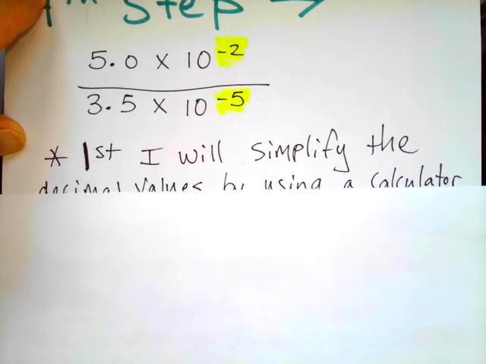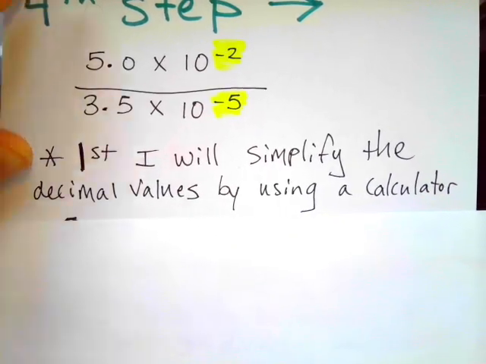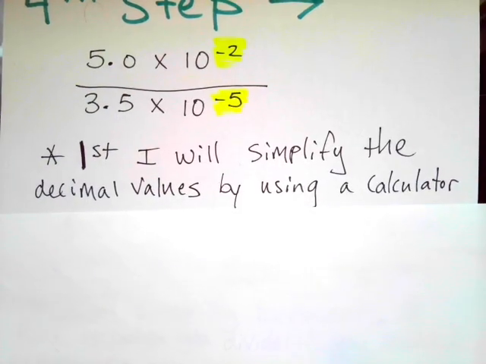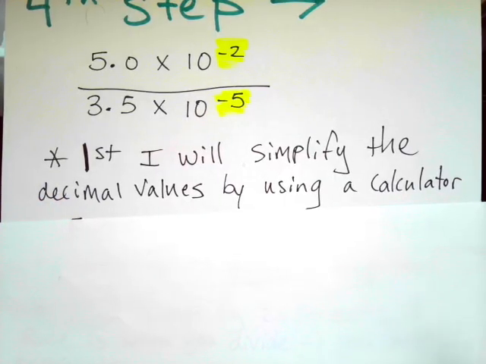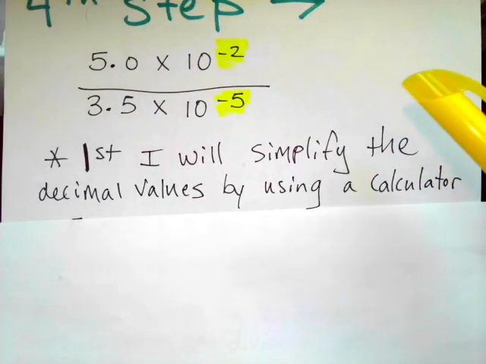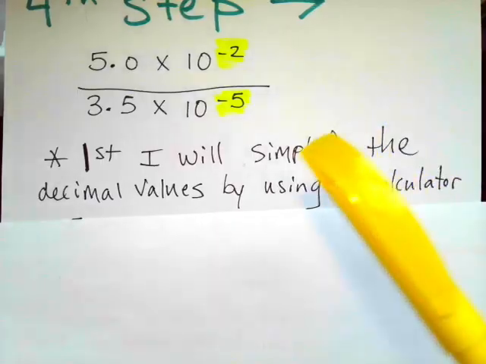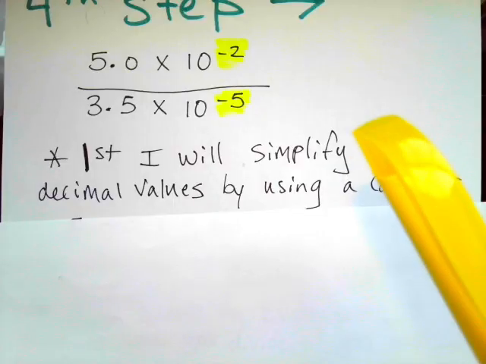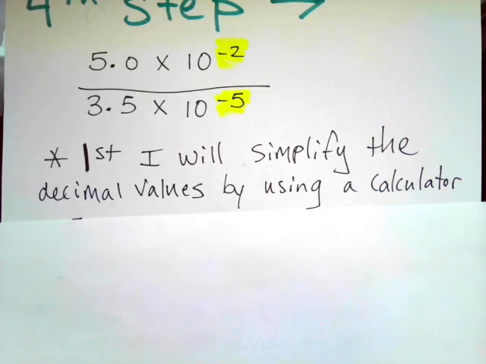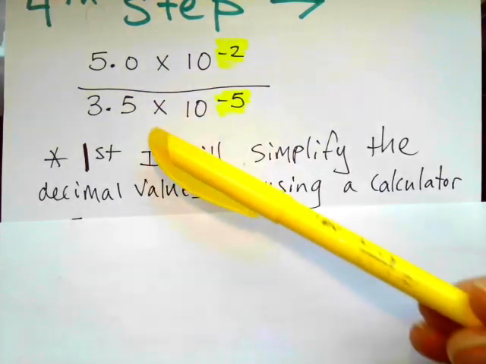So first, again, I want to simplify the decimal values on the left-hand side, and I will use a calculator for that. If not, then you'd have to manually do it, which is absolutely possible. Again, remember, in video 1 of the question, it says round to the nearest tenths place. So if you had to do this manually, 5.0 divided by 3.5, you move each of the decimals to the right, and you'd have to simplify and round up to the tenths place. But I got a calculator.